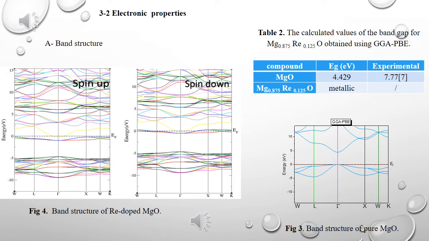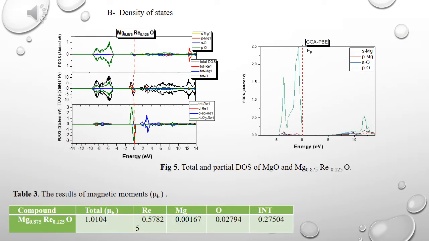The band structure of binary MgO represents a direct band gap at the gamma point equal to 4.4 electron volts, while the ternary Mg uranium oxygen shows a metallic behavior. The results of the band structure are shown in figures 3 and 4. The results of the energy gap of binary MgO and the ternary are presented in table 2. Figure 5 depicts the total and partial density of states of pure MgO and Mg uranium oxygen.